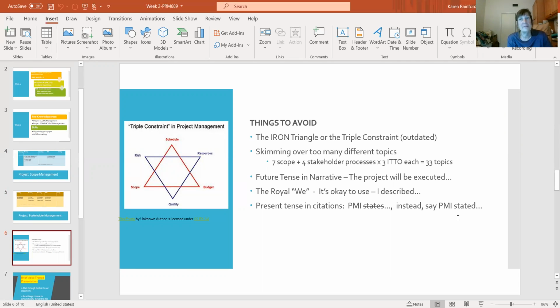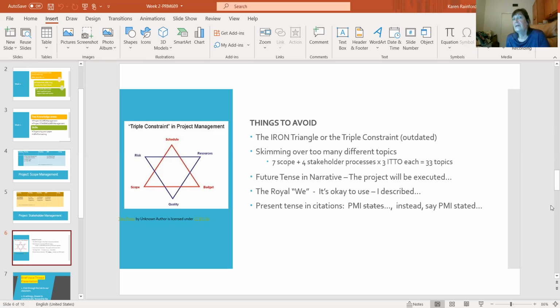And it's entirely possible to set baselines for those elements as well. So you need to manage against all of your baselines, not just the triple constraint. Another thing to avoid is skimming over too many topics. Because if you look at 7 scope and 4 stakeholder processes times 3 inputs, outputs, tools, and techniques, that's 33 topics. And as we found out during week 1, it's really more important to stay in 4, 5, 6, maximum of 8 topics over those 2 elements.